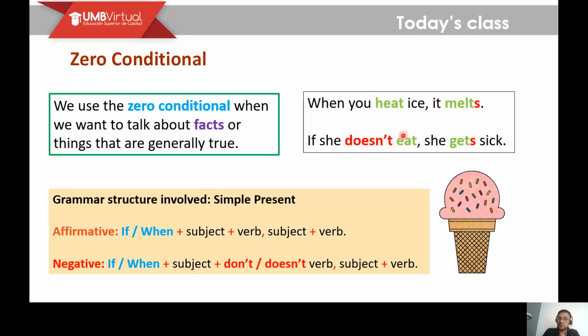So look at the structure that we have in here. We use the word that indicates the condition, if or when, plus the subject plus verb in present, and subject plus verb in present. Look at the comma. It is mandatory to use the comma in the middle of both clauses, the condition clause and the result clause. If you have the negative form, just add the negation before the verb.